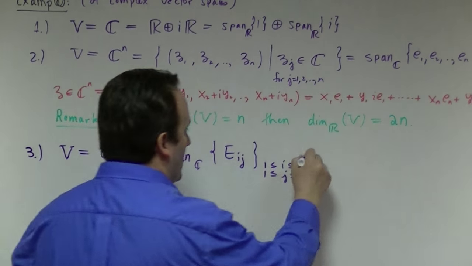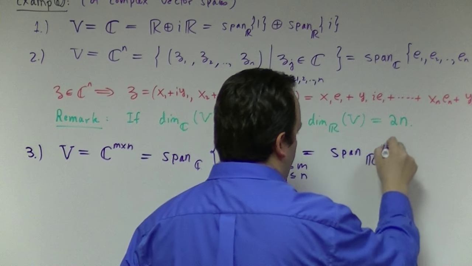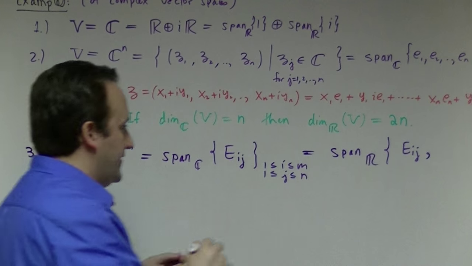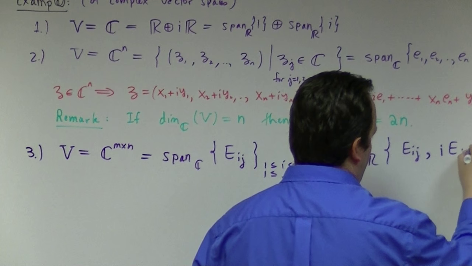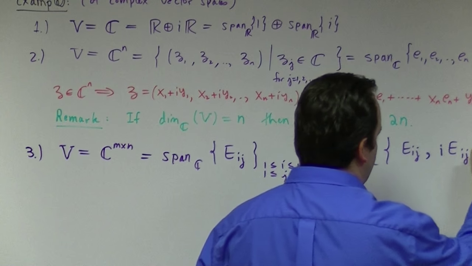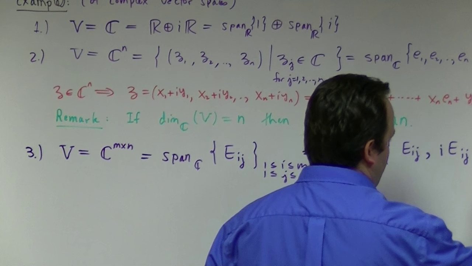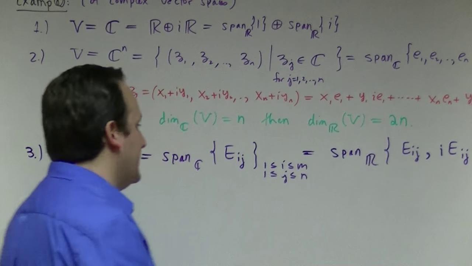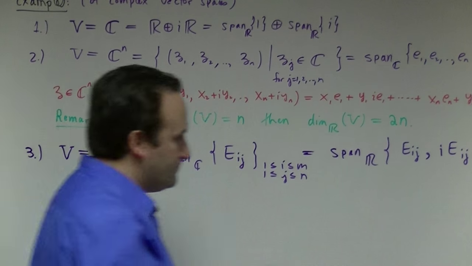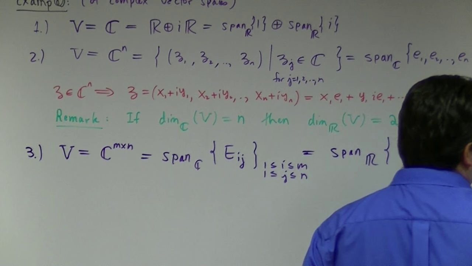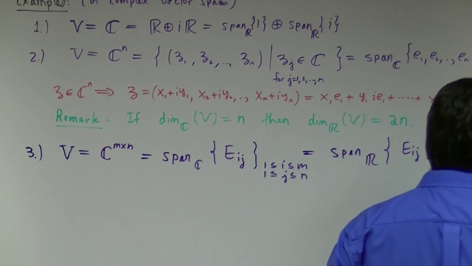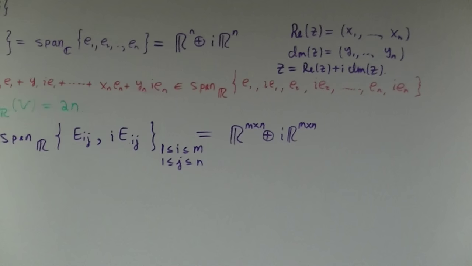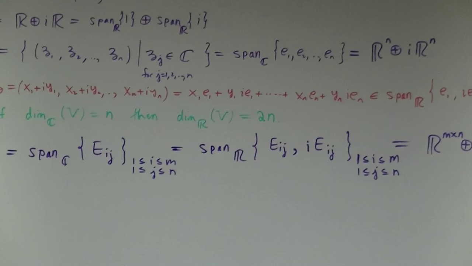Or you could do what? You could do the span over the reals, E_ij, comma what? iE_ij, that's right. Oh, i is a poor choice of index here, but you guys can do it. You think you can get confused, but honestly, unless you really want to be confused, it's okay. And so, of course, we can also think of this as R^(m by n) direct sum with i R^(m by n). And you can talk about the real and imaginary parts of the matrix just the same. All right. So let me move on.